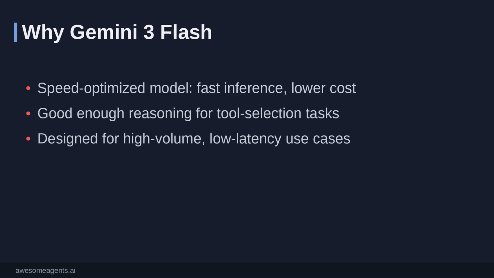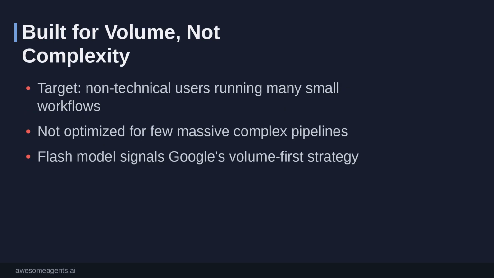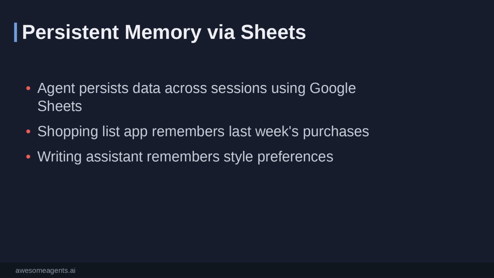Gemini 3 Flash, which is a deliberate choice. Flash is their speed optimized model. Fast inference, lower cost, good enough reasoning for tool selection. So they are not throwing their biggest model at this, they are going for volume. Right. They are designing for non technical users who will run lots of small workflows, not a few massive complex ones.